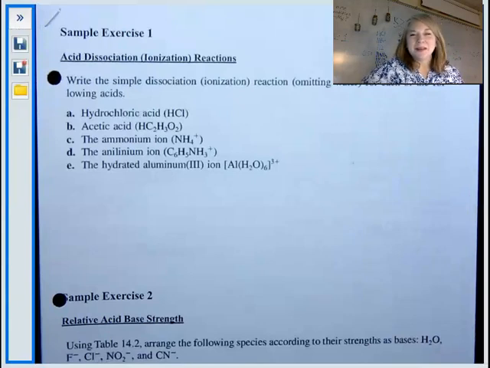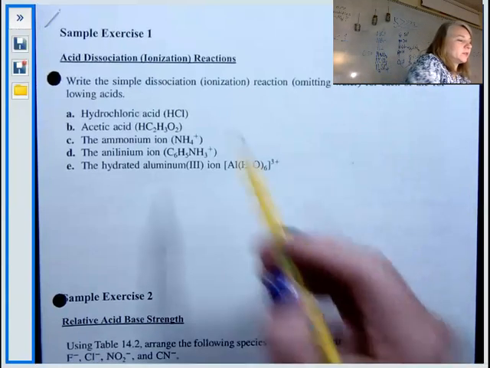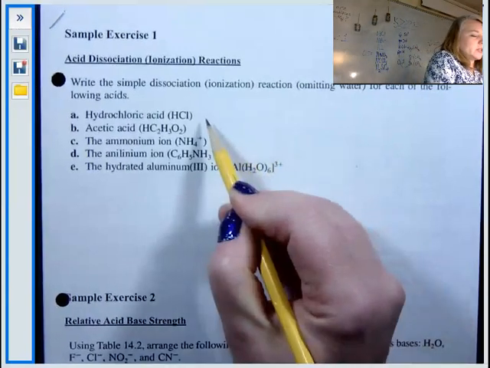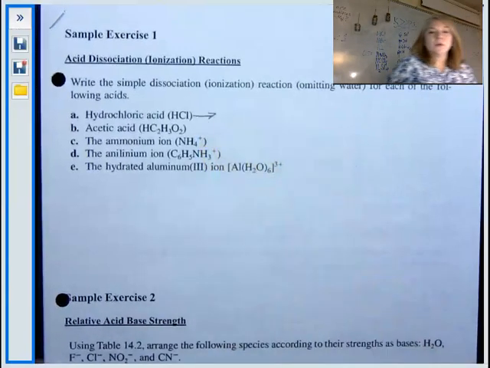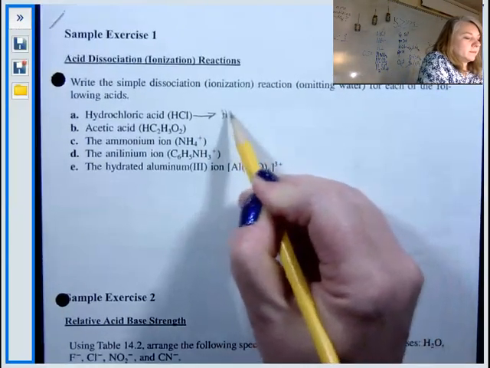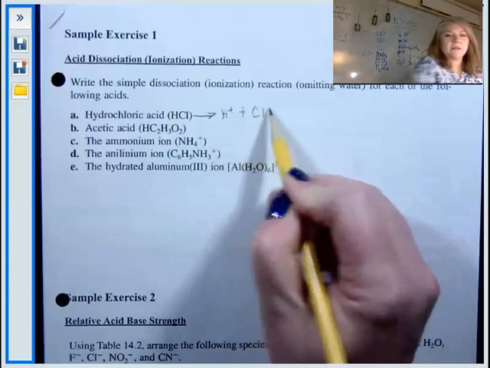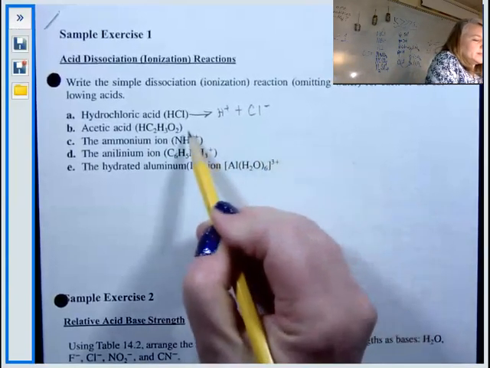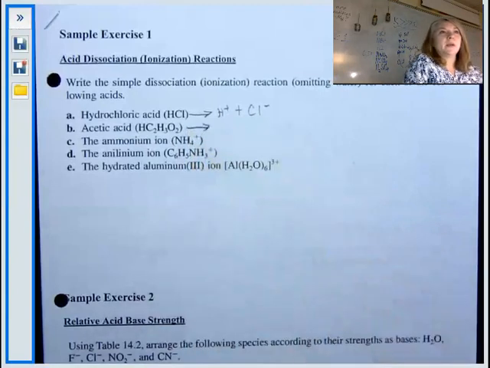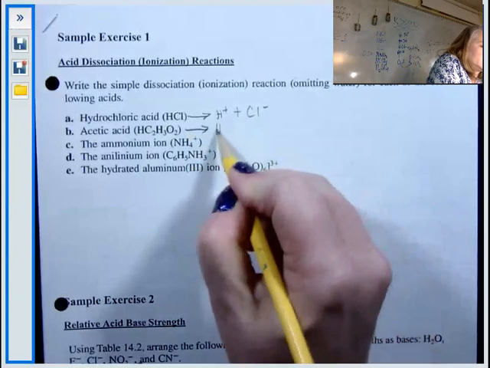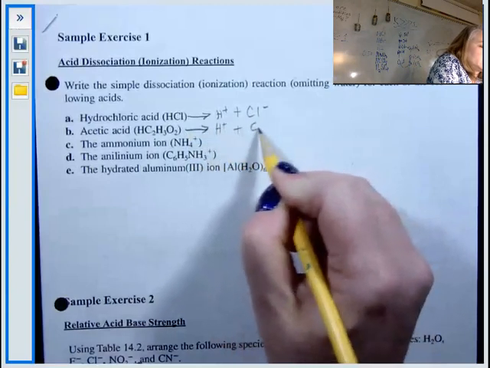Omitting water for each of the following acids. So all we're going to do here, guys, is simply break these apart. Don't show water. So we have HCl, and what are we going to break that into? H positive and Cl negative. Very good. All right, acetic acid. I feel like we did this one yesterday on the board, but what are we breaking that one into? Good.